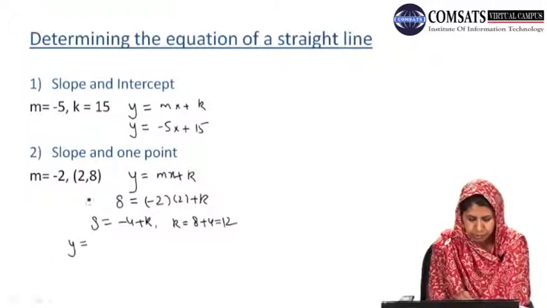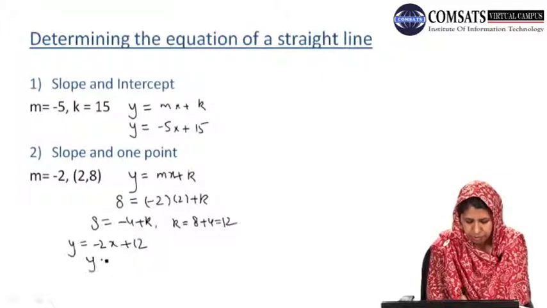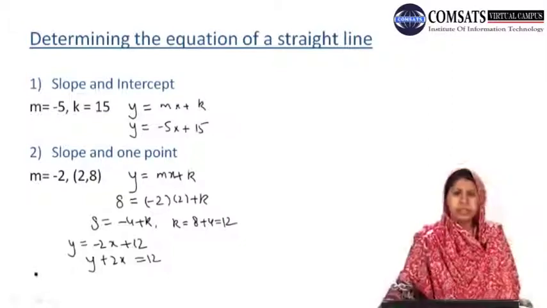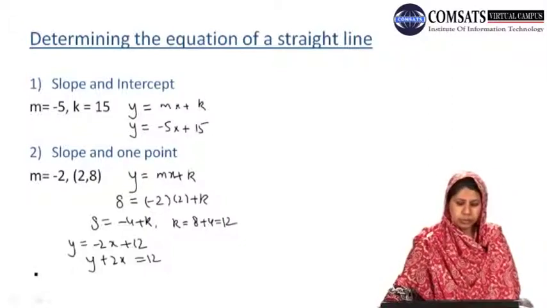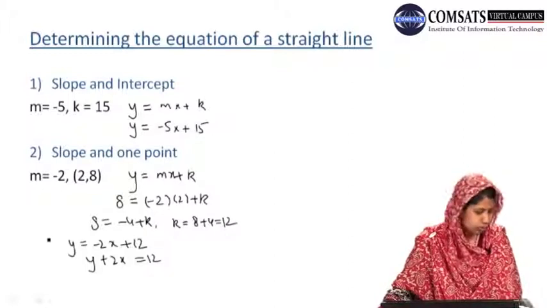y = -2x + 12, or if you want to simplify, y + 2x = 12 is the equation of a straight line representing the slope m = -2 and y-intercept k = 12.